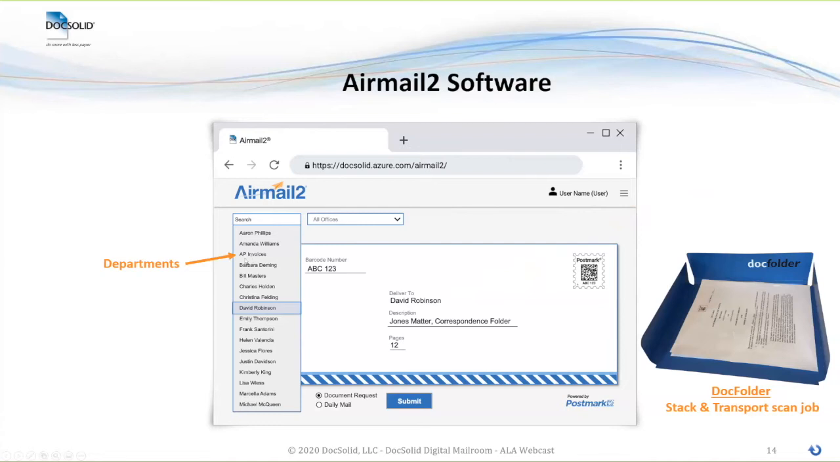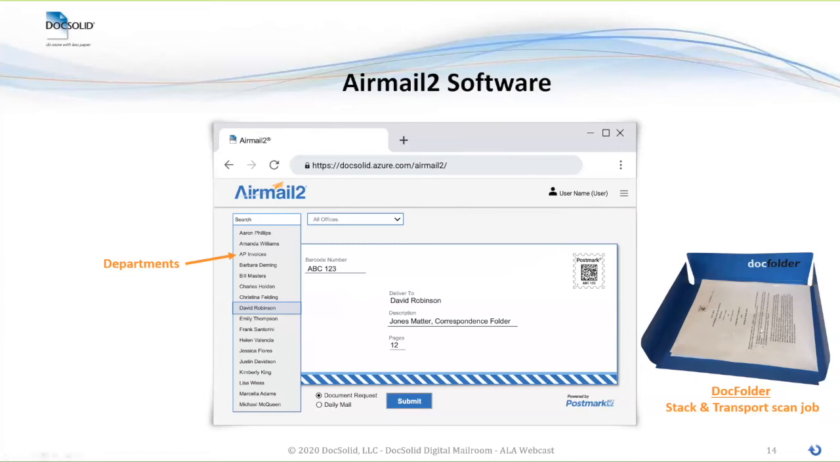And we can add the ability to scan administrative documents that came in. So for example, if 8 invoices came in today, I could just click the AP invoices as the addressee and put a stamp on an invoice and go to the next one and do the same thing. And those will all be sent to the person that the firm designates to receive inbound invoices. So, Airmail2 software application, very easy to use.